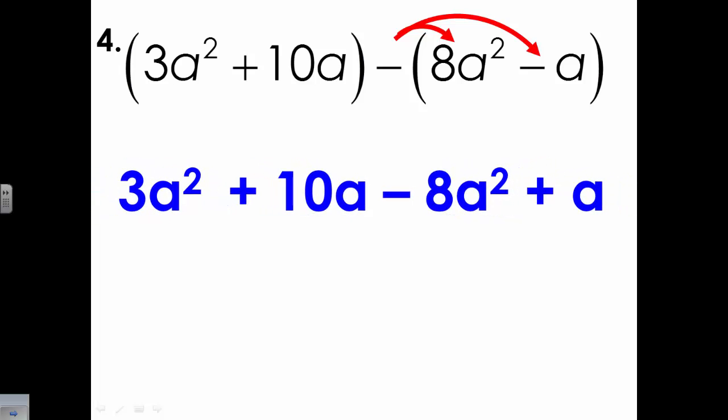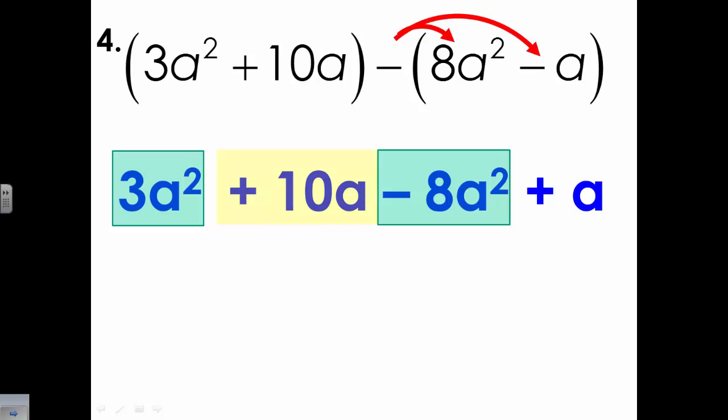Now we're going to combine our like terms and write our answer in standard form. The squared term is going to go first, and then the a to the first would be our second term. Nothing happens to the exponents when you combine like terms.